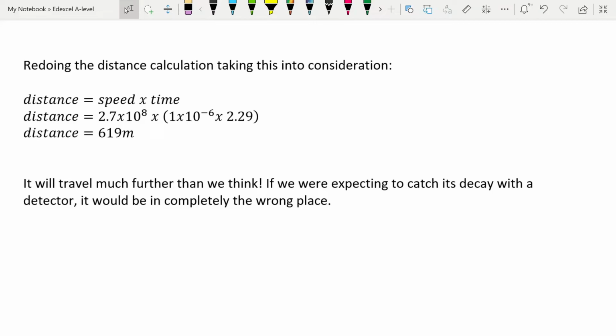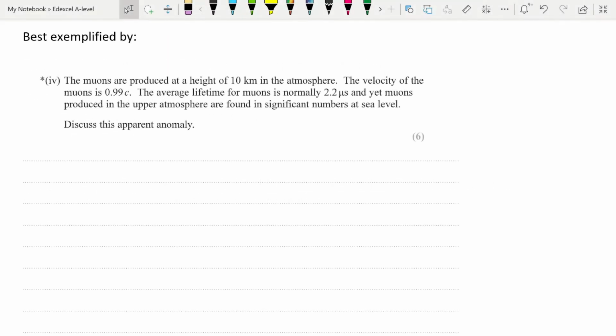If you're expecting to catch its decay with a detector, so you put your detector at 270 meters, you're going to be disappointed, because it's not going to decay there. In fact, it's going to decay somewhere around 620. This is in our specification.